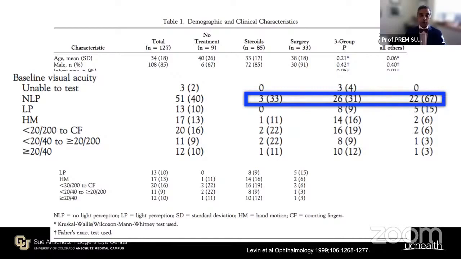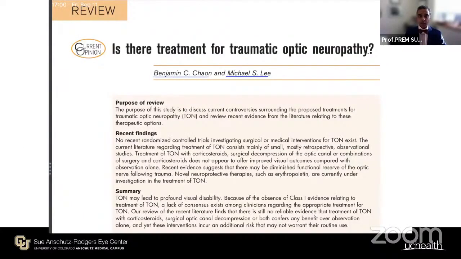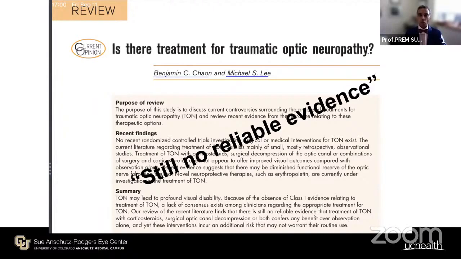Because they have a terrible injury, right? You've heard trauma patients start out normal and suddenly have a very bad thing happen to them. It's natural to want to improve their vision. So in 2015, there was a review that was done asking, is there treatment for traumatic optic neuropathy? And the conclusion was there is still no reliable evidence.